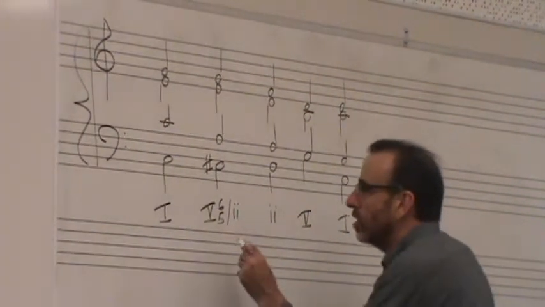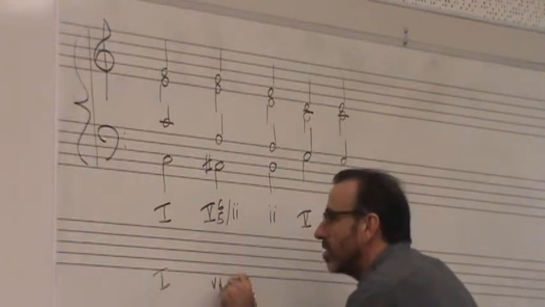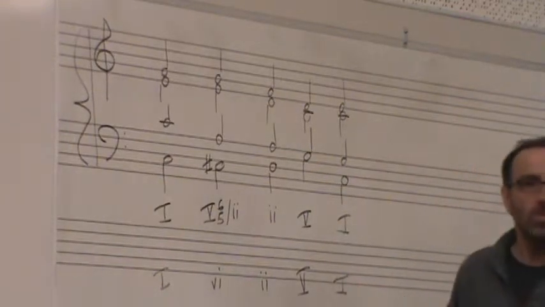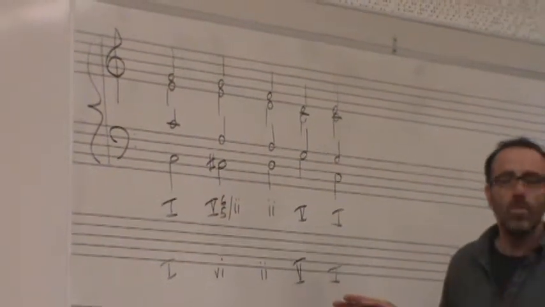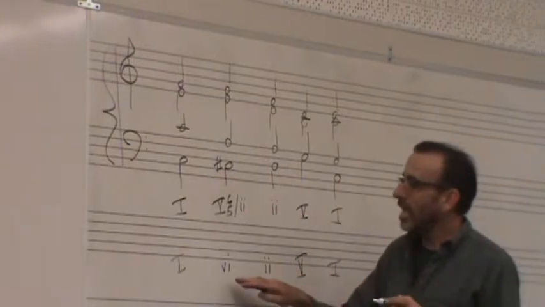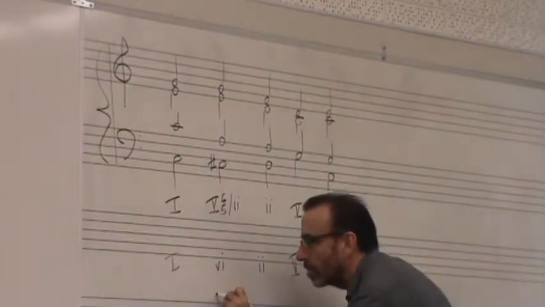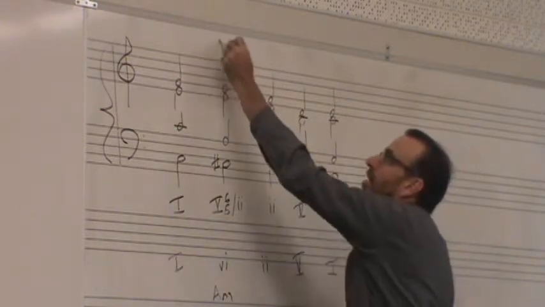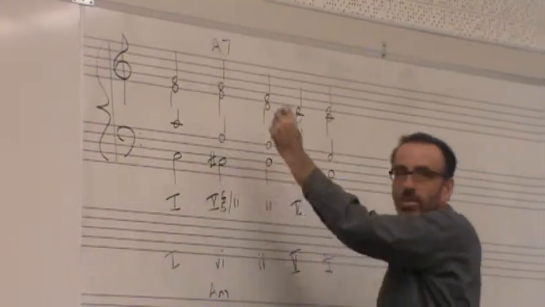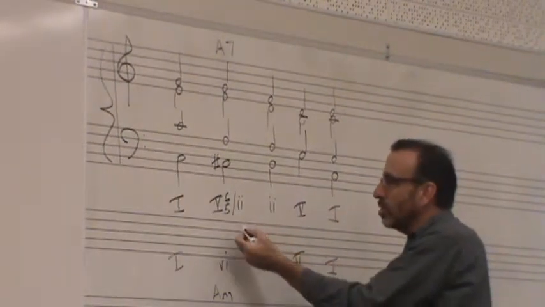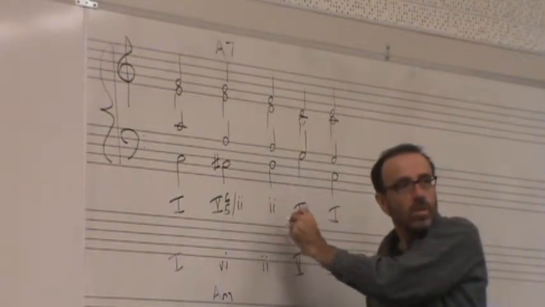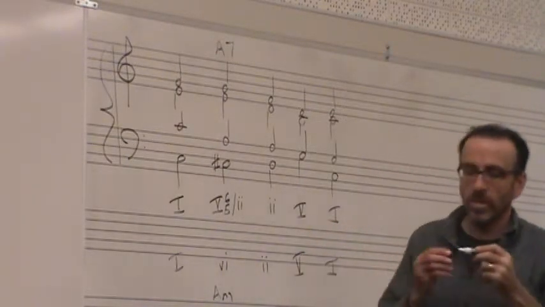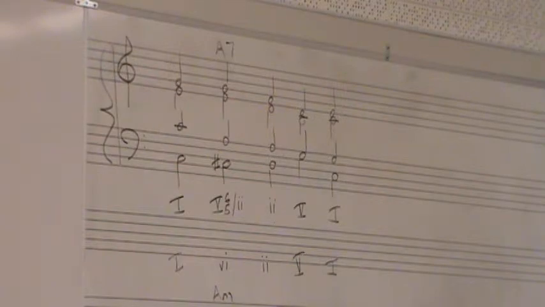So I could do something like 1, 6, 2, 5, 1, right? That would be a perfectly normal, everyday chord progression. Or I could take the 6th chord, which is an A minor chord. If I turn it into an A dominant 7th chord, which is what this is, then it just has a little bit more pull towards the 2 chord. So it's a way of emphasizing the next chord.